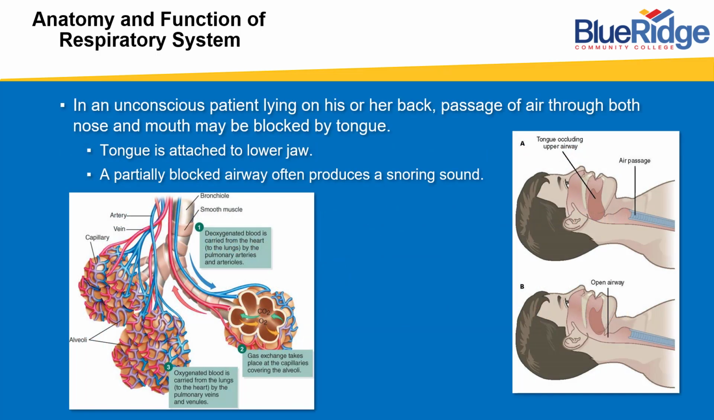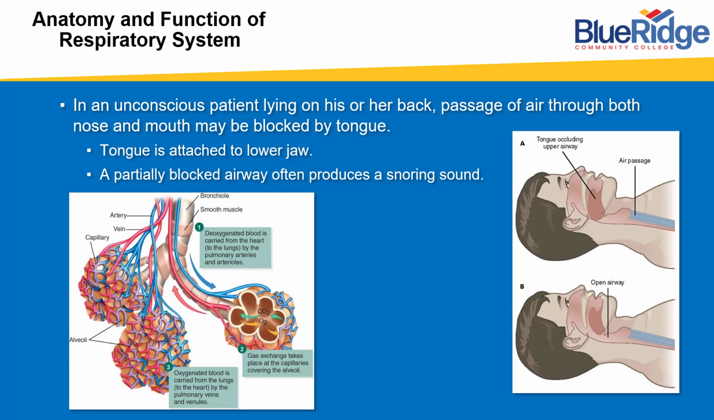In an unconscious patient lying on his or her back, the passage of air through both the nose and the mouth may be blocked by the tongue. The tongue is attached to the lower jaw or the mandible. A partially blocked airway often produces a snoring sound when the patient is trying to breathe. Other parts of the respiratory system at the back of your throat are two passages, the esophagus, which is the tube through which food passes, and the trachea. The epiglottis is a thin flapper valve that allows the air to enter the trachea but helps prevent food or water from entering the airway.